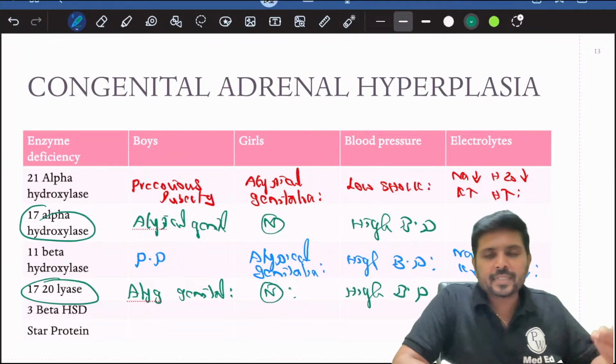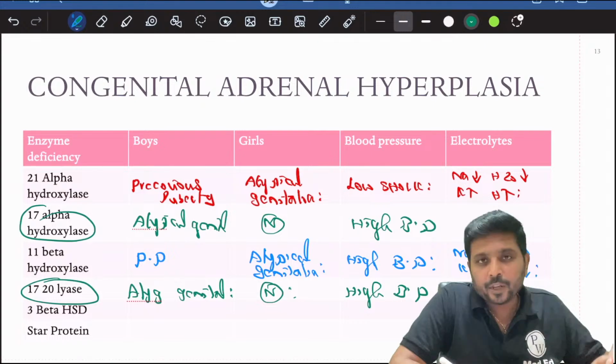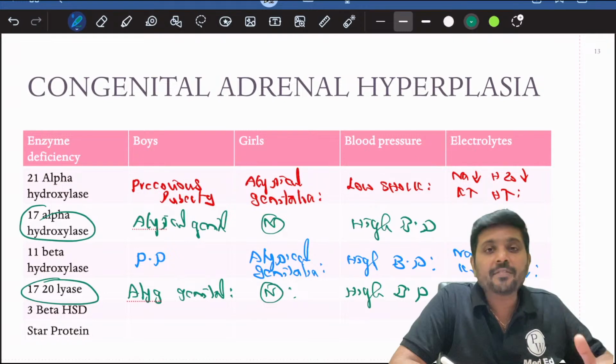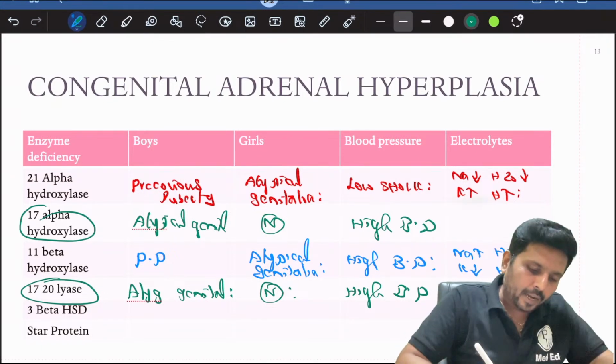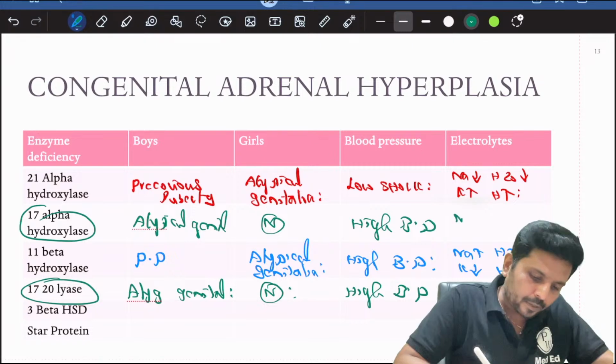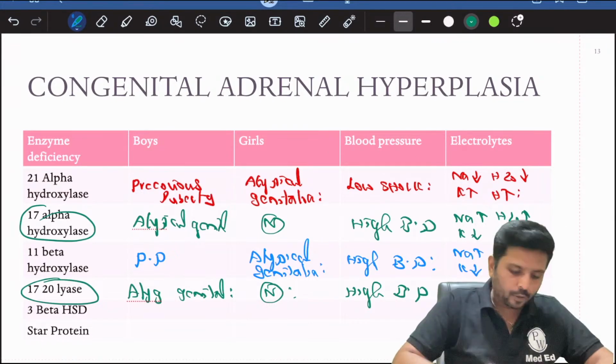Because there is excess aldosterone production. Remember, when 21 alpha hydroxylase is affected, your aldosterone pathway will be affected, so it will be associated with hypotension. Here that pathway is not affected, so high BP. High BP means what? Sodium will be high, water will be high, whereas potassium will be low, H plus will be low.